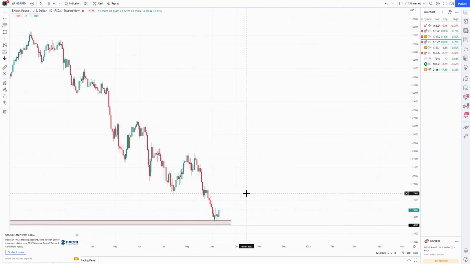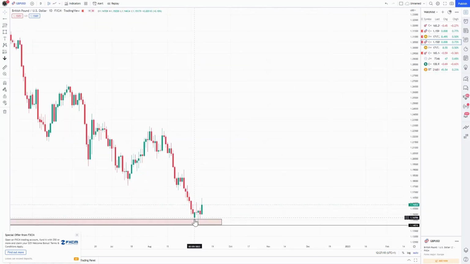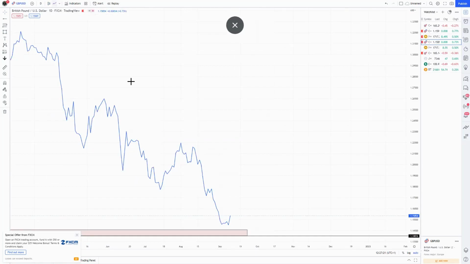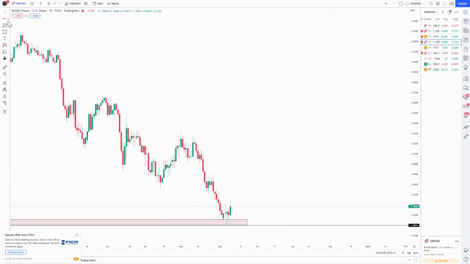Initially price created this low before it created another low here. Can you see the weak rejection on the daily time frame? So let's just draw our trend line, the trend we've been following, because we know this is obviously a bearish trend, preparing for a bullish reversal. So let's just mark it.